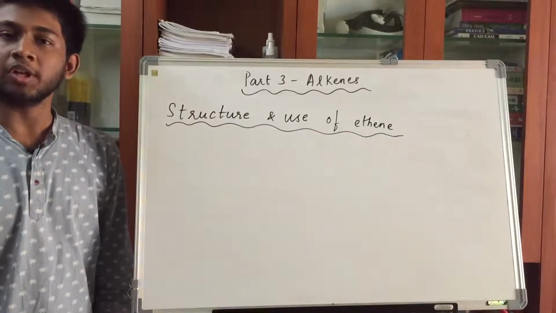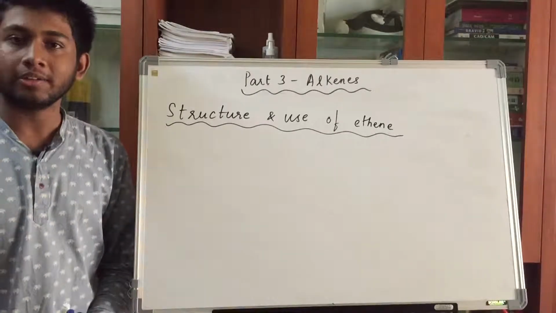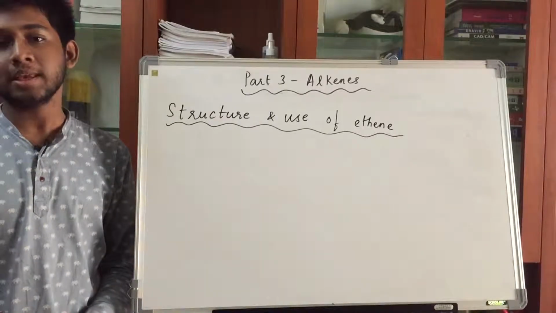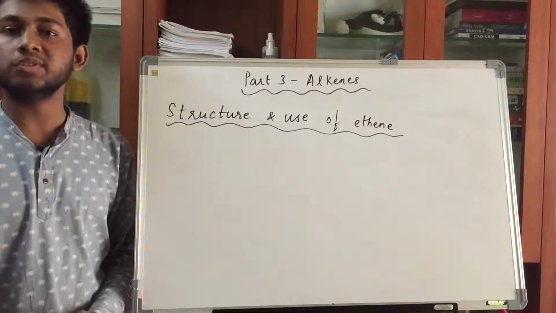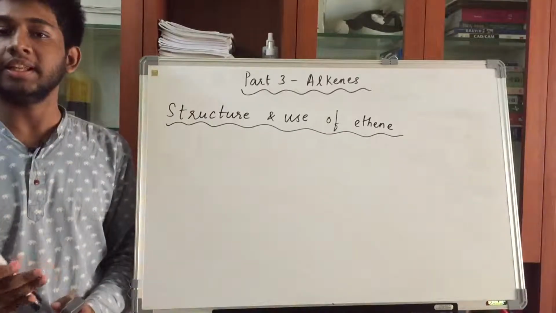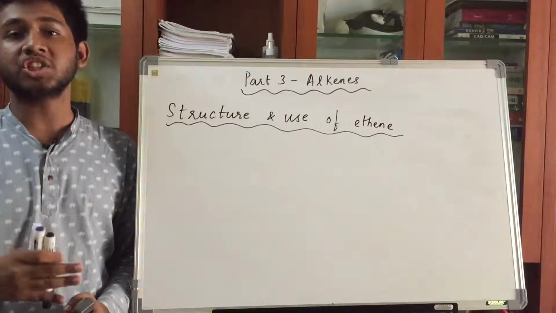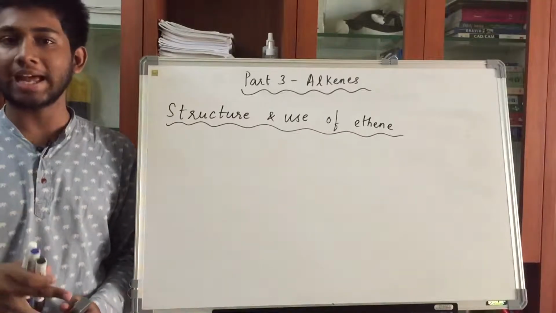So now let's do the next part, which is nothing but the structure of ethene and then its uses. As I've mentioned before, not all the uses are very important in all the subparts, but the use of ethene is supposed to be very important. So let's do the uses of ethene and also the structure of ethene, as we did the uses and the structure of methane, which is the first member of the alkane series.